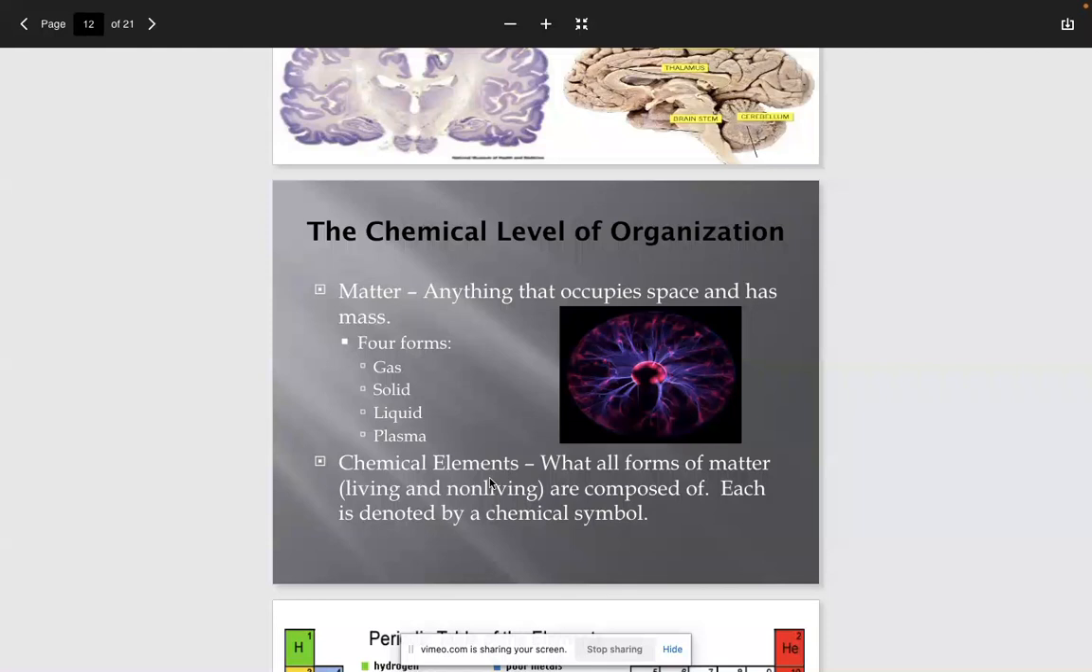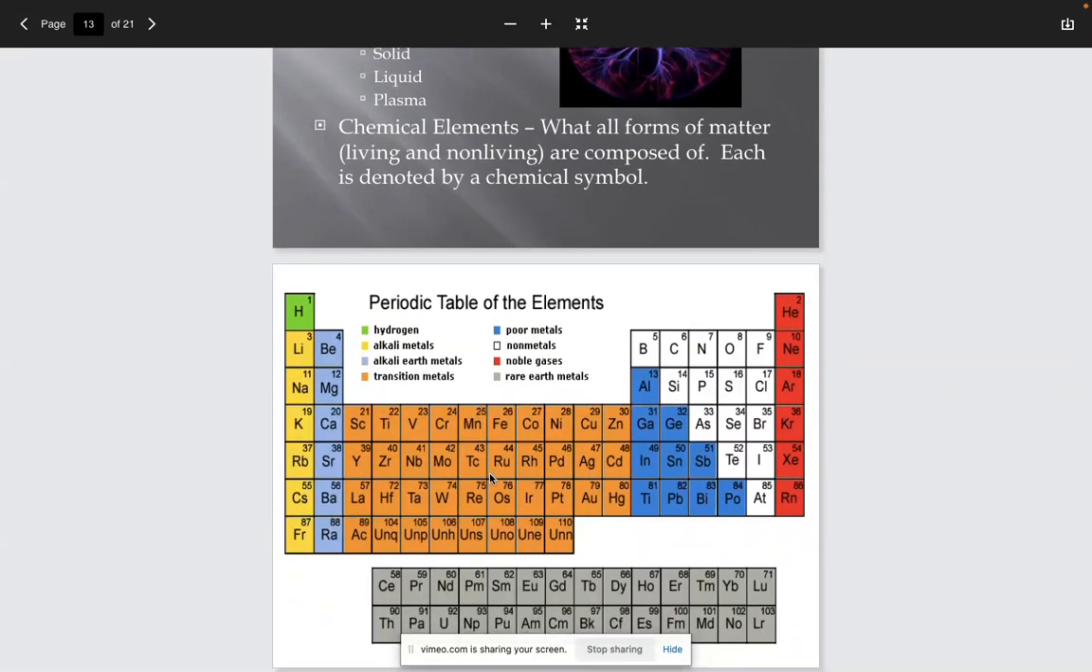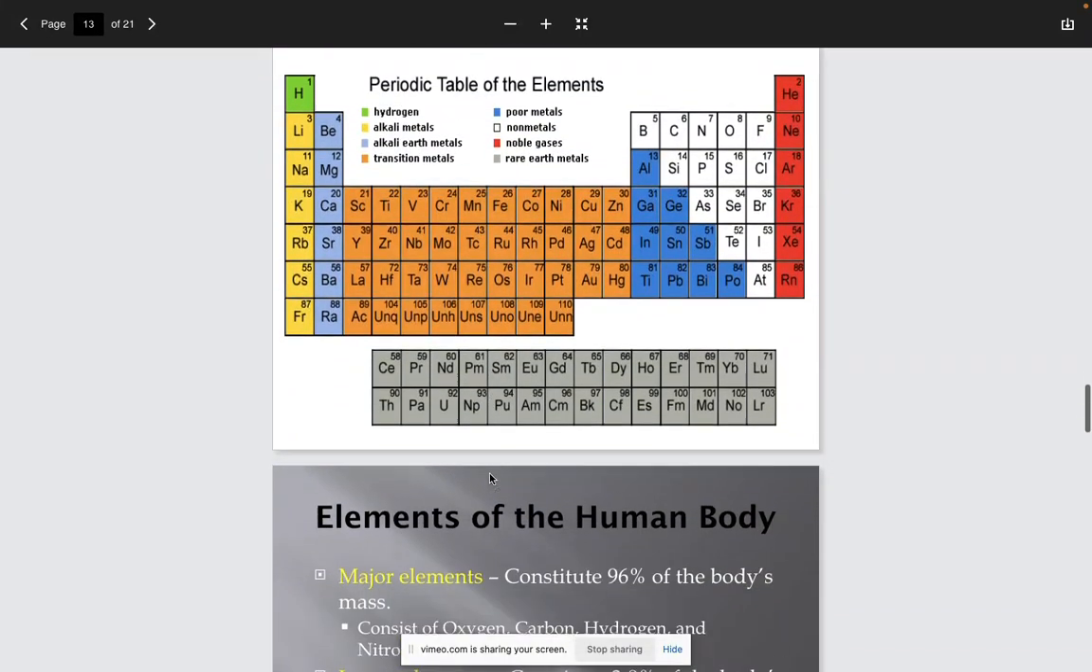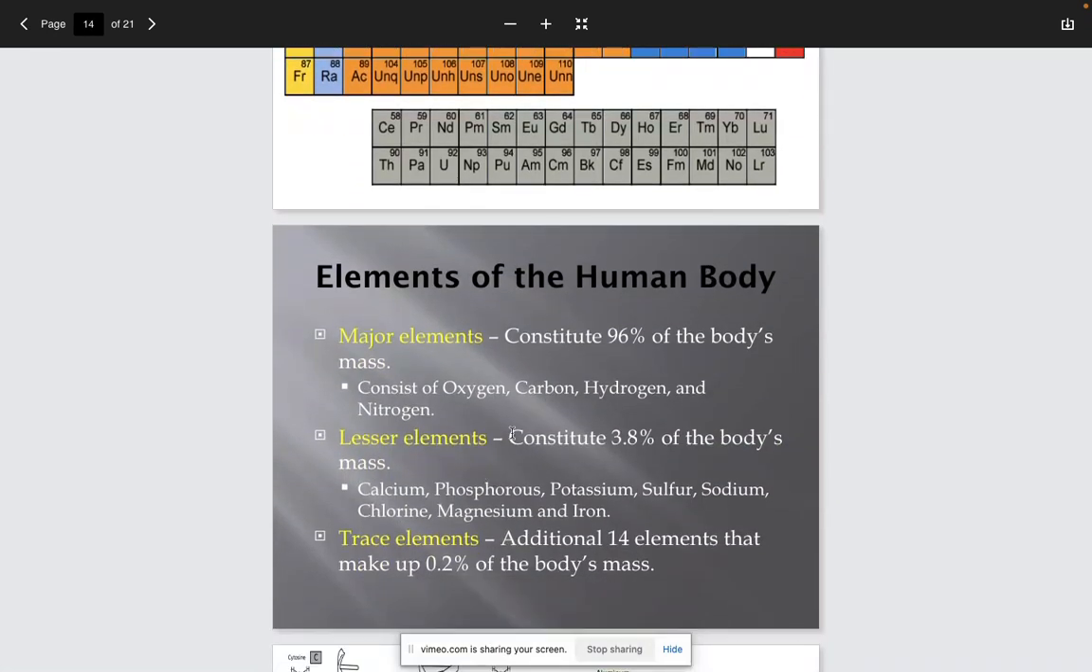Chemical elements are what all forms of matter, living and non-living, are composed of, right? Each is denoted by a chemical symbol. You guys are familiar with the periodic table of elements. I'm not going to beat a dead horse on this one. And again, you know the major elements. I guess this would be more important for our purposes.